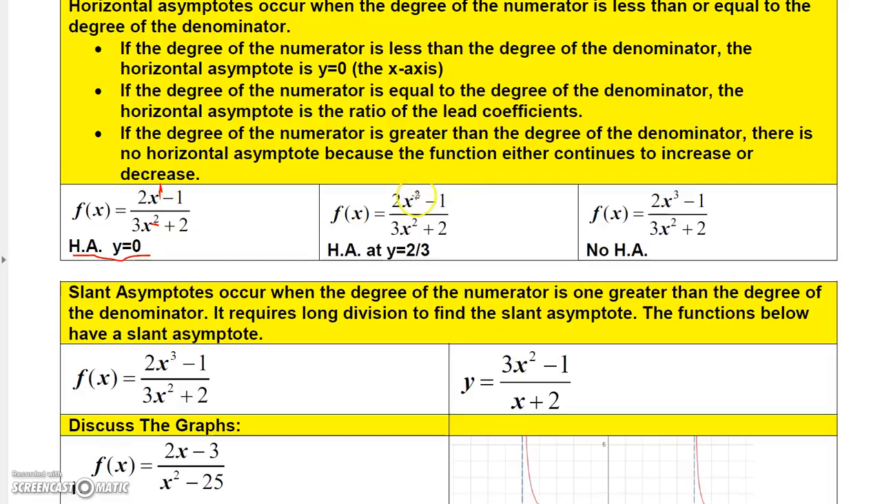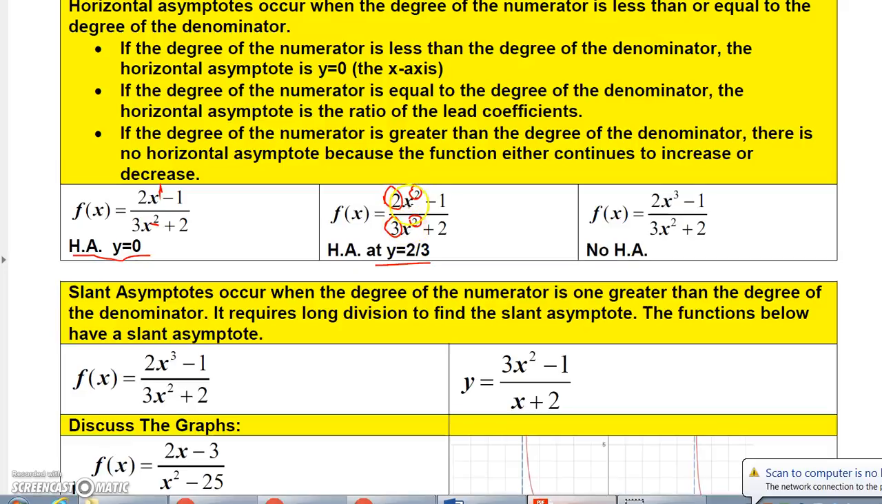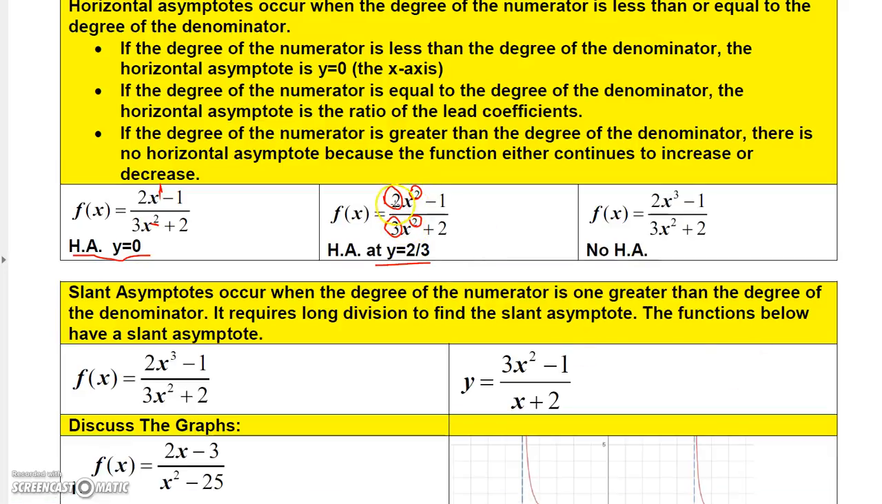Now, if the degree of the numerator is equal to the degree of the denominator, then your horizontal asymptote will be the line y equals the lead coefficient over the lead coefficient. So since x squared is the highest degree on the top and bottom, we take the coefficient 2 over the coefficient 3, and so 2/3 is the horizontal asymptote.